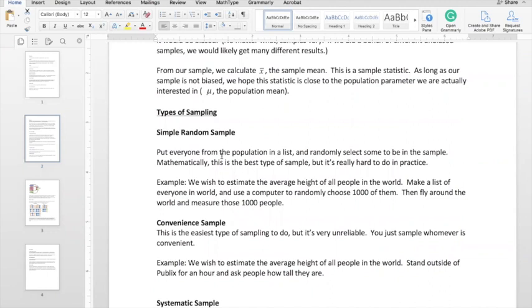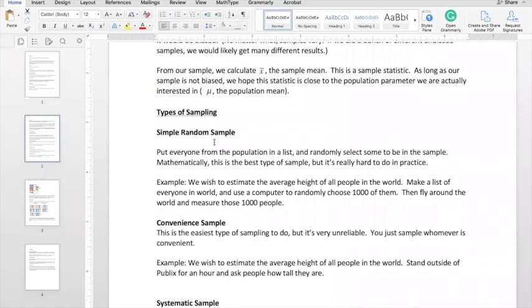A simple random sample is you put everybody's name in a hat and you randomly draw out 50 names. Everybody in the population has an equal chance of being in the sample. This is the best kind of sampling you can do. It eliminates all kinds of bias. The problem is this is hard.